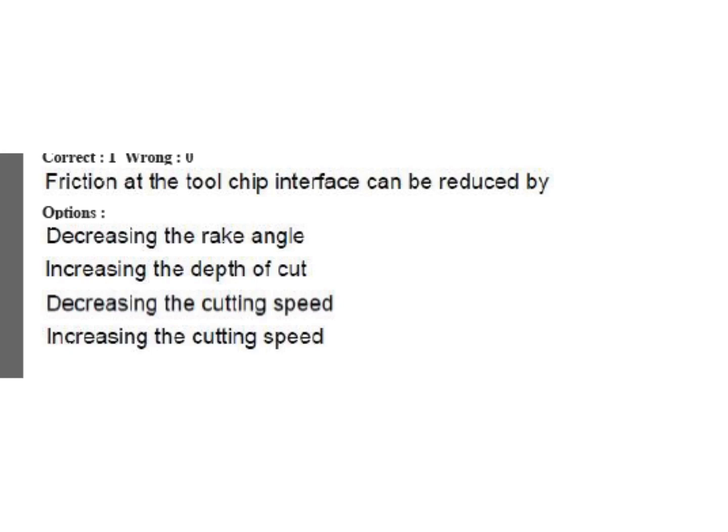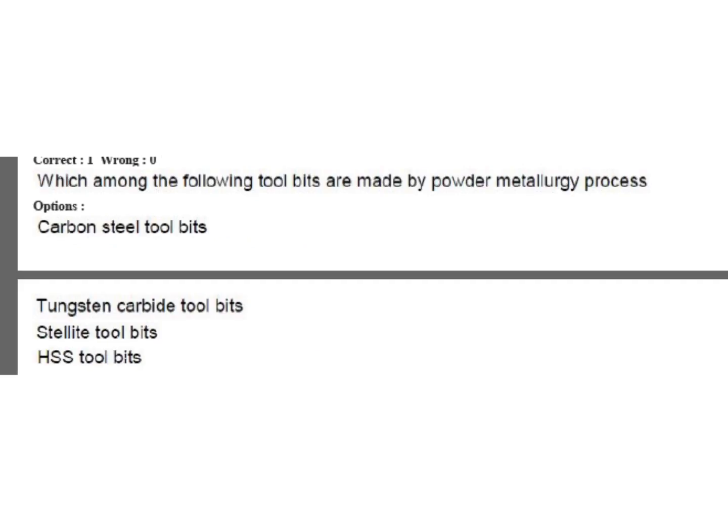Which among the following tool bits are made by the powder metallurgy process? Carbon steel tool bits, tungsten carbide tool bits, stellite tool bits, HSS tool bits. Answer is tungsten carbide tool bits. Nowadays some HSS tool bits can also be produced by the powder metallurgy process, but this is the answer, tungsten carbide tool bits. This is the most suitable answer.